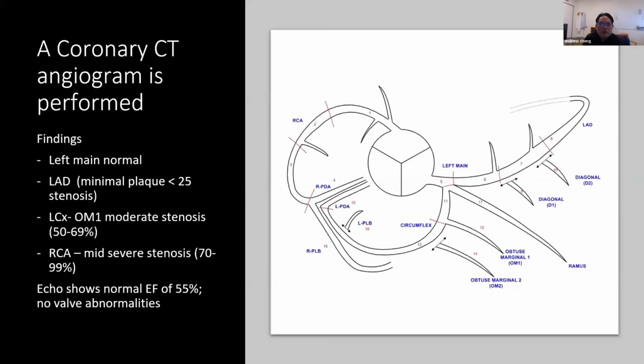So you order a coronary CT angiogram and you find that the left main is normal. The LAD has minimal stenosis. The left circumflex has moderate stenosis defined as 50 to 69%. But the most concerning thing is this mid RCA stenosis that's defined as 70 to 99%. You get an echo, which shows a normal EF and no valve abnormalities.